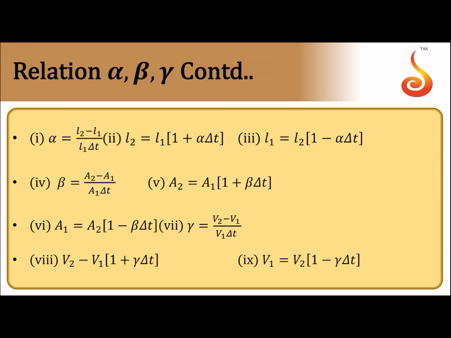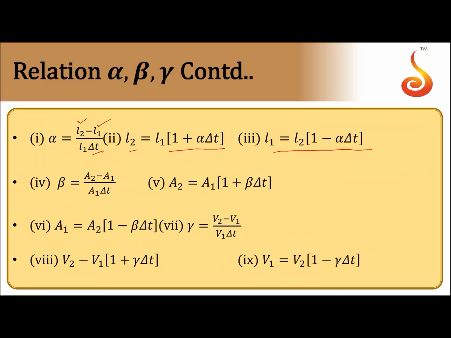Then alpha can be defined as (L2 minus L1) divided by (L1 delta T), where L1 is initial length, L2 is final length, delta T is change in temperature. Or you can write L2 is equal to L1 into (1 plus alpha delta T), where delta T is change in temperature. So L1 is equal to L2 into (1 minus alpha delta T).